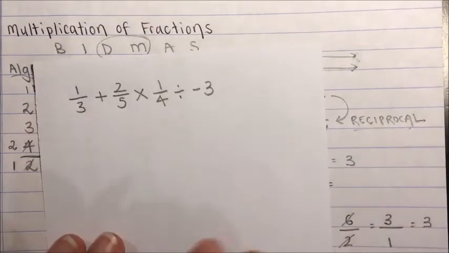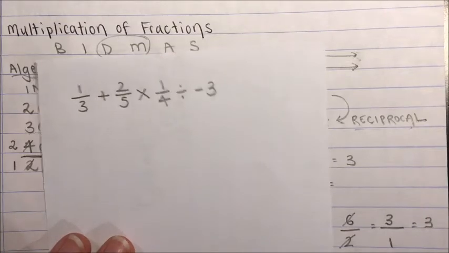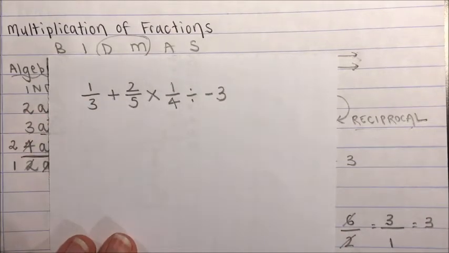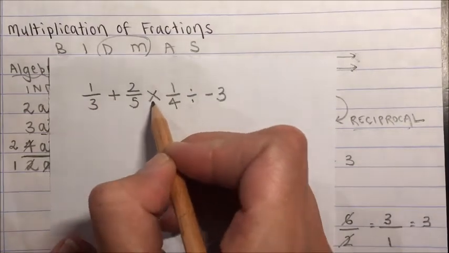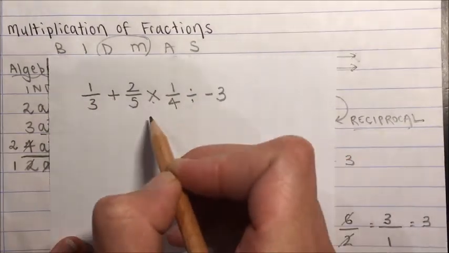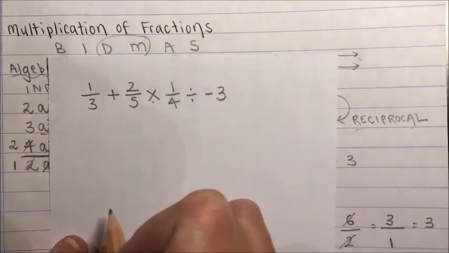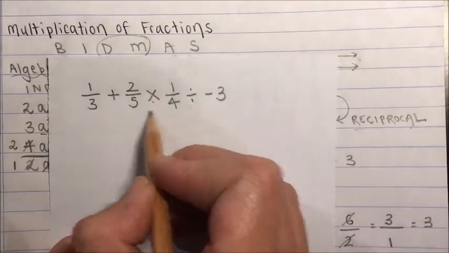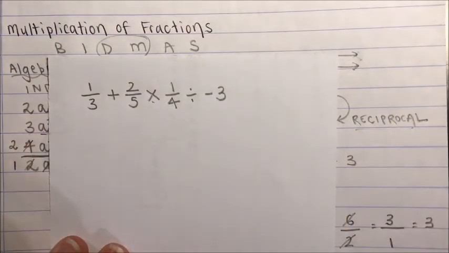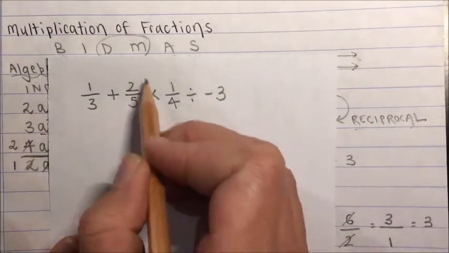Now let's do a quick one with BIDMAS just to see how BIDMAS affects, how we can use it with fractions. So first I've got an addition, then I've got a multiplication, then okay, no brackets, no indexes. Yes, I've got division multiplication. Now remember we work left to right with division multiplication. So I'm just going to do this one first.